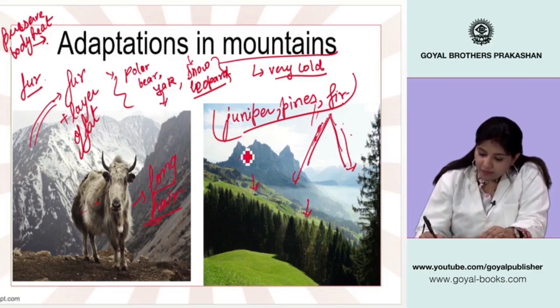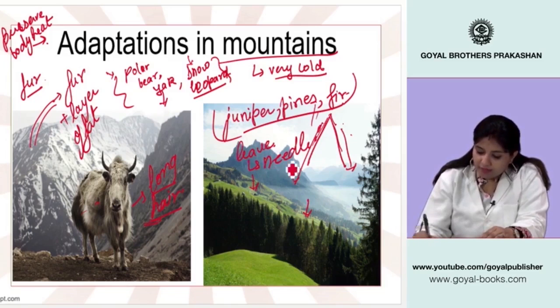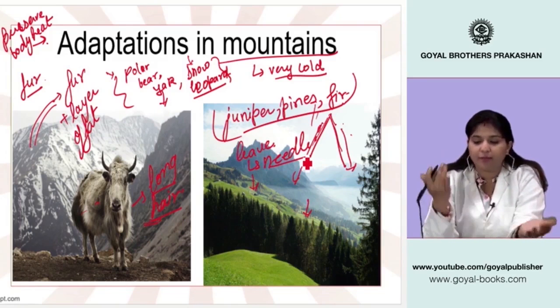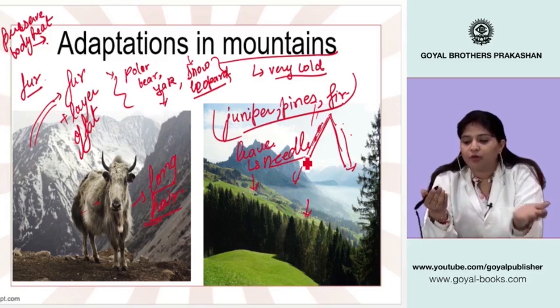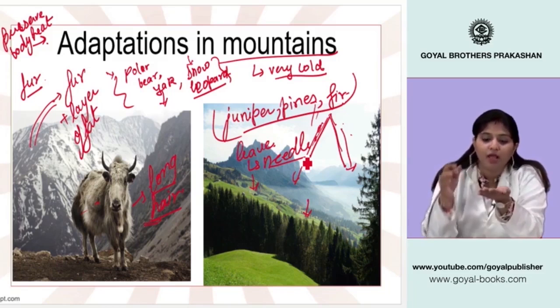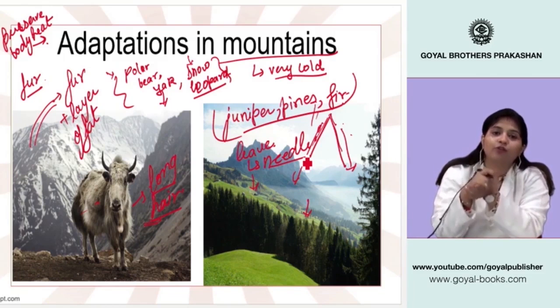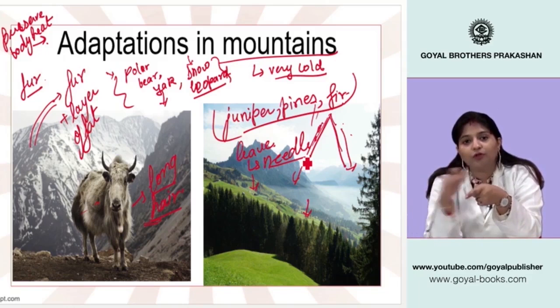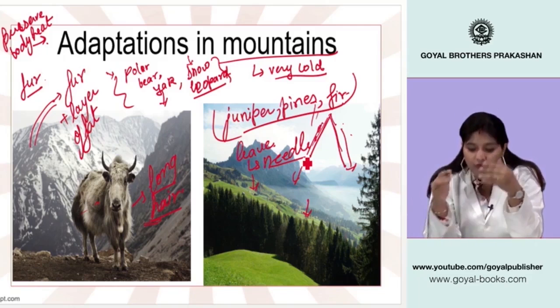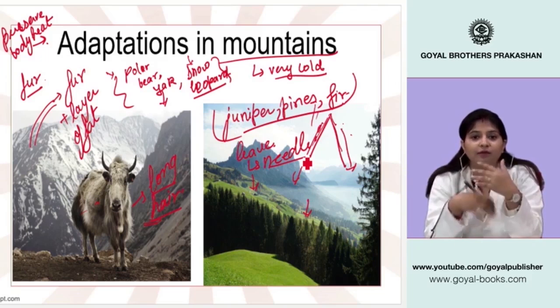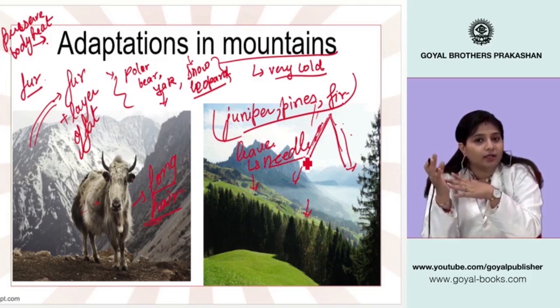Apart from that, the leaves of these plants are needle shaped, right? Again the reason is the same. Suppose they are flat, like in the case of say neem, or in the case of peepal, if the shape of the leaf is flat, what will happen? The snow will stay on the leaf for a longer period of time. But if it is needle shaped, what will happen? The snow will not be able to stay on the leaf, right? So these are the adaptations that we see in the plants and animals whenever we are talking about the habitat of the mountain.